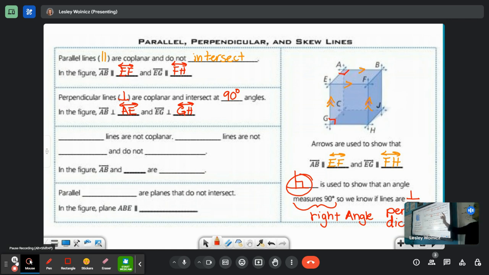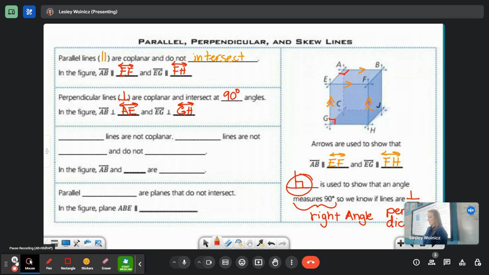All right, so we did parallel. We did perpendicular. What do you think is next? Skew. So, parallel, perpendicular.